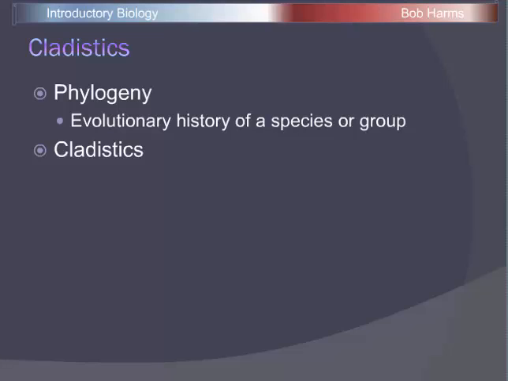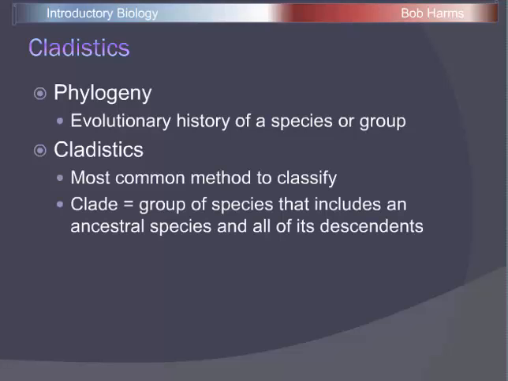Now, to study phylogeny, the most common way of looking at relationships is called cladistics. Cladistics is a way to classify or group organisms and figure out their relationships with one another. It's based on the root word clade. A clade refers to a group of species that includes not only the species in our group, but also their ancestral species. So it's one ancestral species and all of its descendant species that would represent a clade.